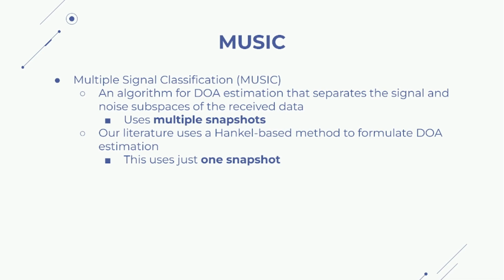Multiple signal classification, or MUSIC, is an algorithm for DOA estimation that separates the signal and noise subspaces of the received data. What it does is it collects snapshots of the received signal across antennas to improve resolution. Hankel-based MUSIC implements DOA estimation with just one snapshot since standard MUSIC requires multiple. The authors did this for real-time and snapshot limited scenarios. However, we plan to change this in our contributions.